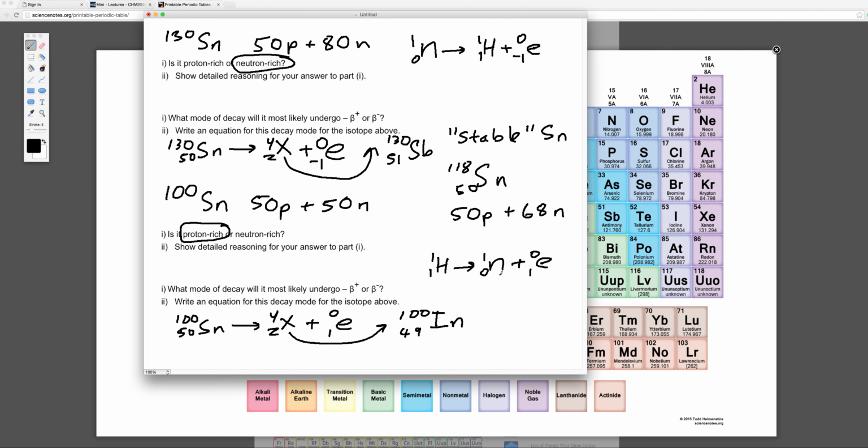So something that's going to be proton rich is going to want to lose protons and turn those protons into neutrons in order to become more stable. And that's what's happening here. You can see that it started out as being 50, it went down to 49, we lost a proton, but we also threw out a beta plus particle, or a positron, here in the product.